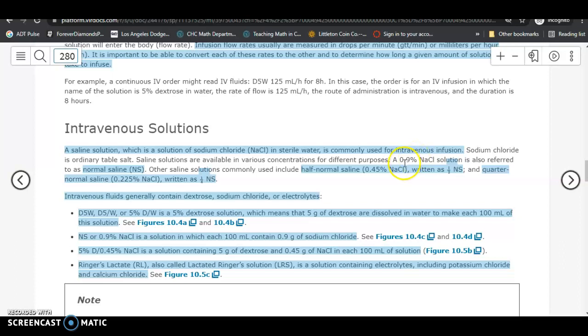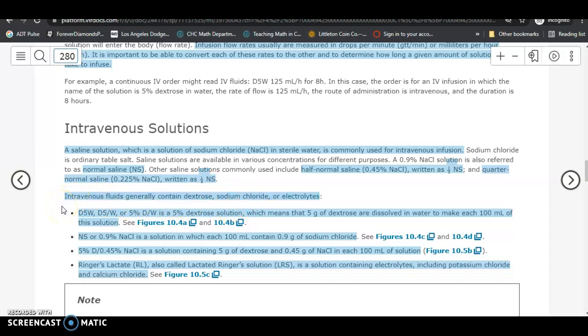There are different types of saline solutions. You have normal saline, which is 0.9% NaCl. We also have half normal saline, which is 0.45% NaCl, which is sometimes written as the fraction 1/2 followed by the capital letters NS for normal saline. Then you also have quarter normal saline, which is a 0.225% NaCl solution, which is sometimes written as the fraction 1/4 followed by the capital letters NS for normal saline.